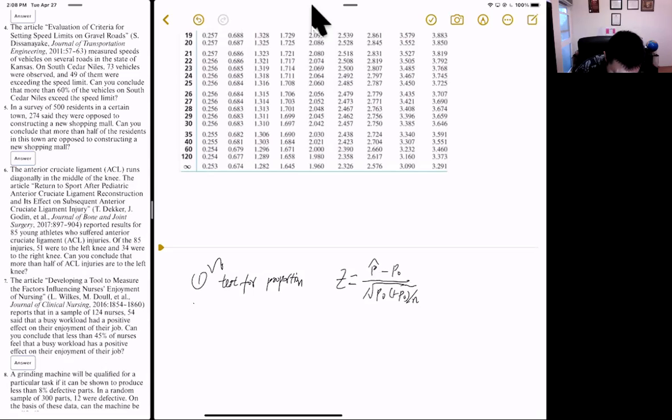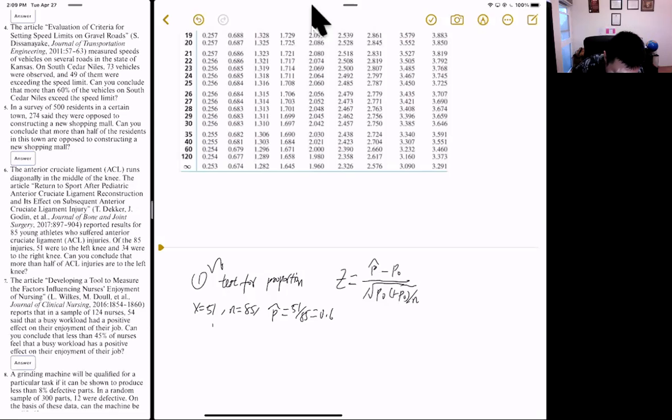Okay. So x is 51. Okay. So 51 is injury to the left knee. Sample size is 85. The sample proportion is 51 over 85.